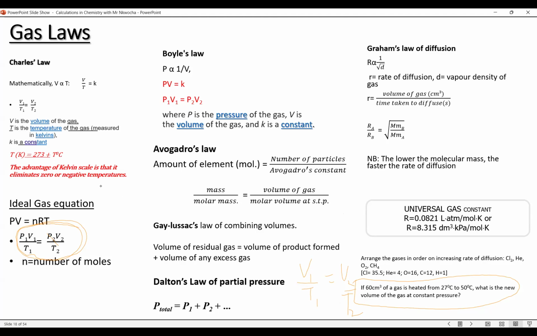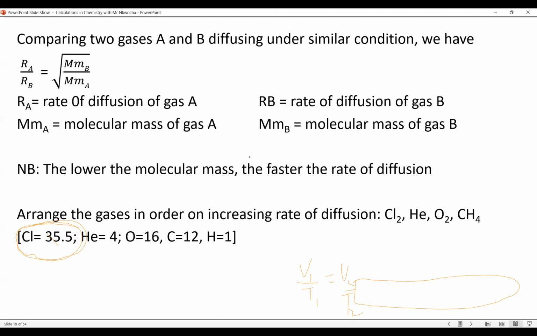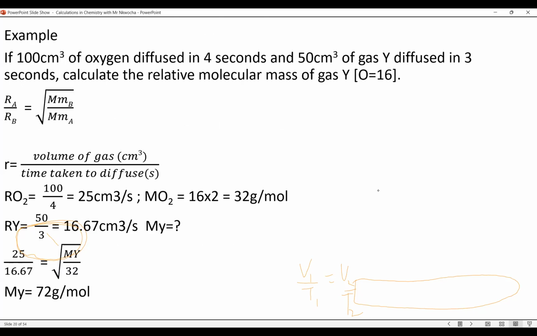That's very simple. Okay, so this is just a summary for you to know. In JAMB, they can give you these gases, chlorine, helium, oxygen, and methane, and tell you to arrange them in order of increasing rate. That means going from the slowest to the fastest. So remember, it is based on their molecular mass. You calculate the molecular mass of each of them. The one that is highest will be the slowest, and the one that is smallest will be the fastest. So I'm sure you can relate.